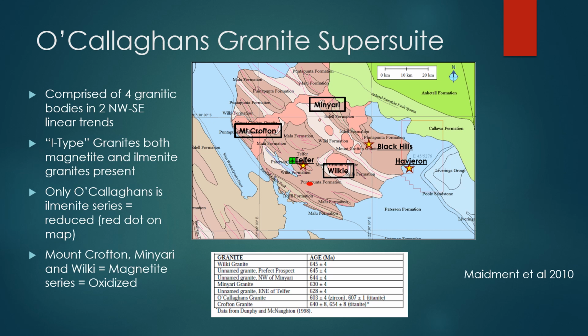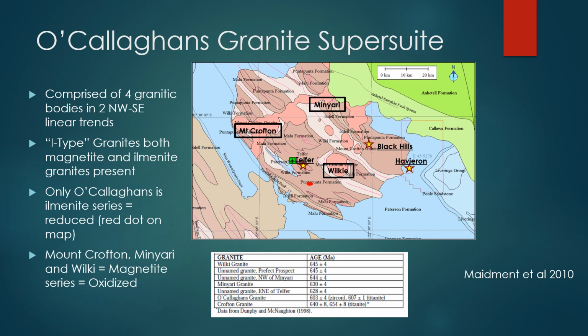And as I said before, this is the O'Callaghan's Granite Supersuite. I've relabeled some of the granites. We have the Mount Crofton granites in the top left, the Minyari in the top right, and the Wilkie granites, which are the most proximal on this map to Telfer and Havieron, are marked here. But no matter which one you take, they are all what we call I-type granites, which stands for igneous type granites. So these are granites formed through igneous processes or remelting of igneous rock. That's in contrast to S-type granites, where if we melt sediments and form granites, then of course it's called S-type.